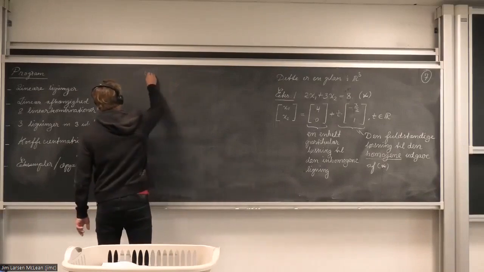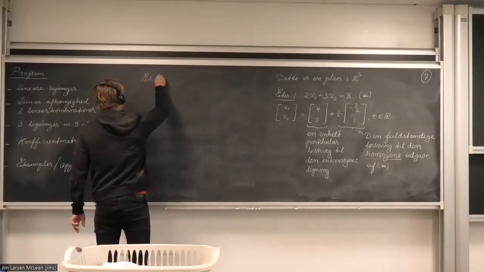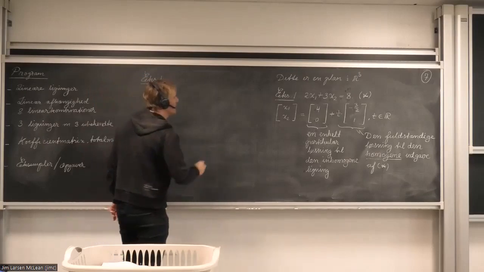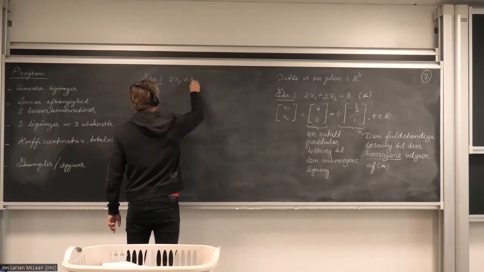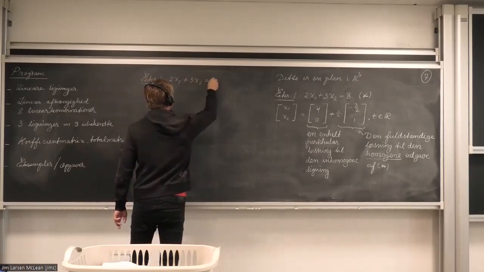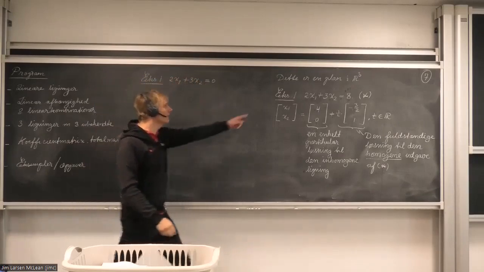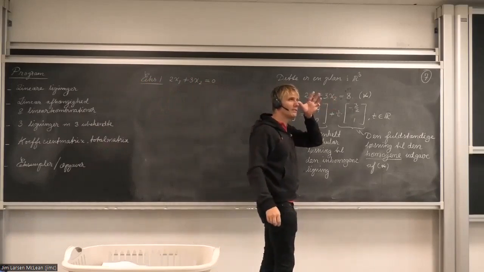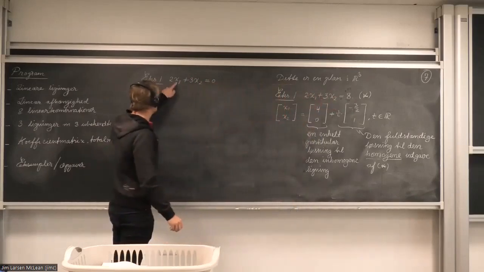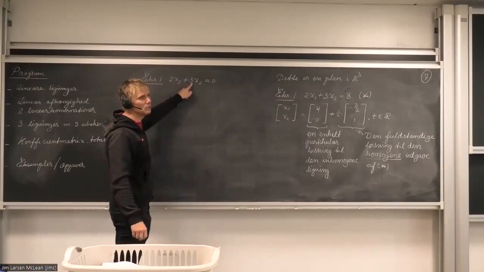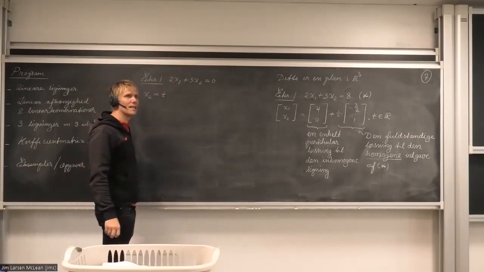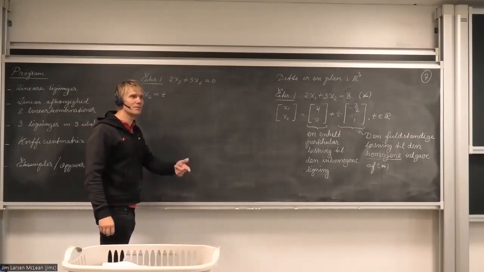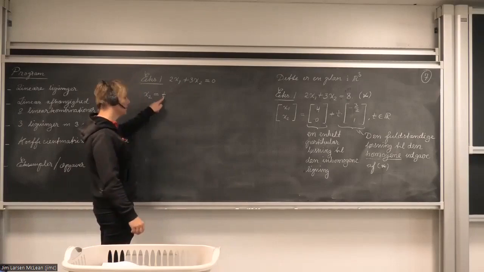Here's an example. I'm looking at this 2x1 plus 3x2 equals 0. So the homogeneous version of that equation, let's try to solve it then. Can I find x1? No, only if I know x2. So I introduce x2 as a free parameter that can be adjusted. And then I can always find x1. Choose a specific x2, meaning a specific t.